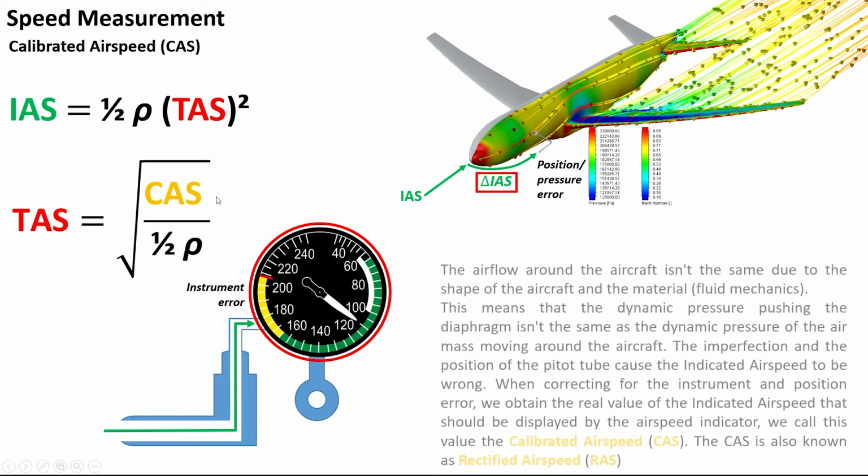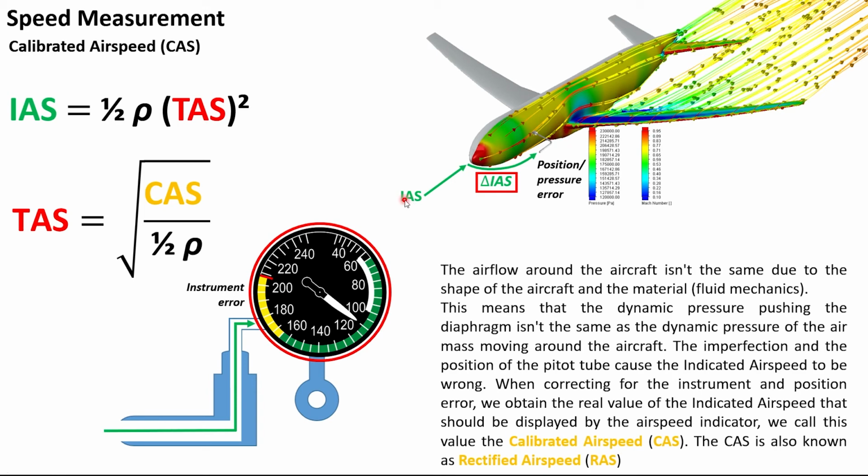And so the calibrated airspeed is actually nothing else than the real indicated airspeed that you are supposed to measure here. You understand? So your indicated airspeed is actually the fluctuated one, and the calibrated airspeed is actually this one. So when you put the calibrated airspeed in your equation, then you find the correct true airspeed. And the calibrated airspeed is also known as rectified airspeed, abbreviation RAS.